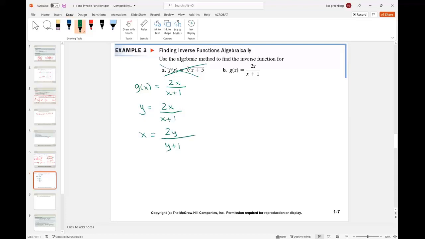So this is step 1. This is step 2. All right, now I have to solve for y. You multiply by y plus 1, I think. Multiply both sides by y plus 1. So here I'll put step 3. So I have x times y plus 1 equals 2y. Okay. And then I guess you could divide by 2.